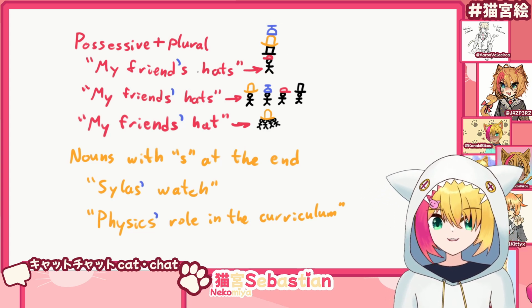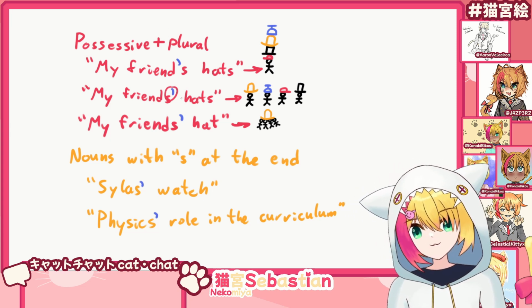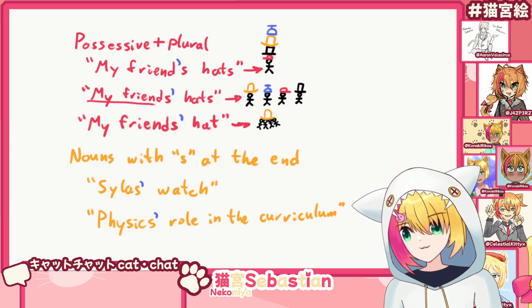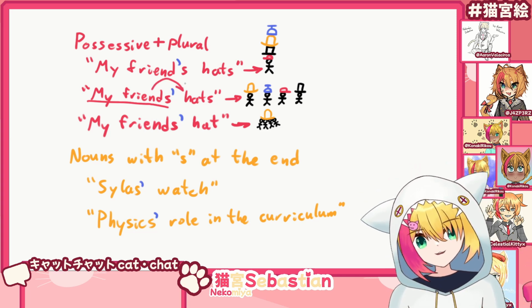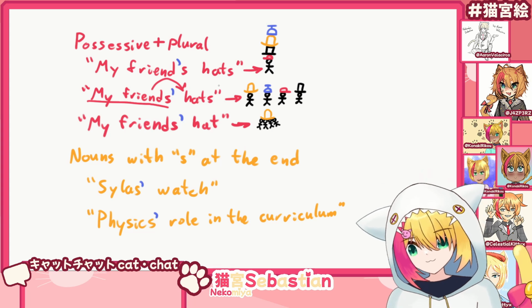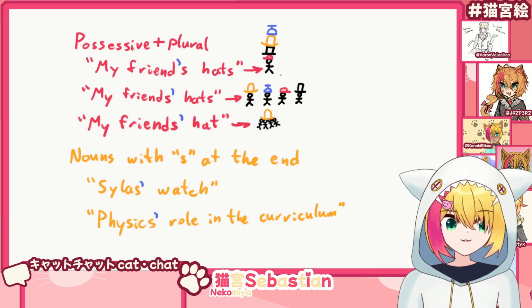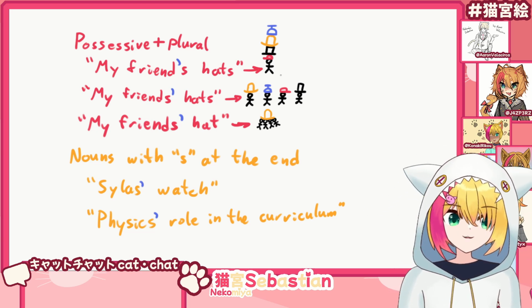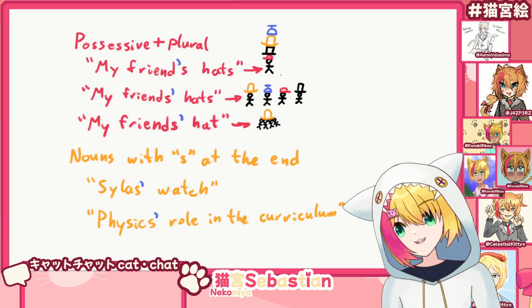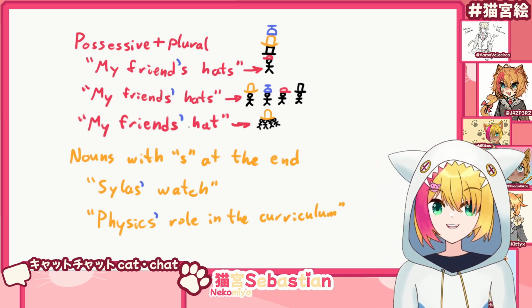If you wanted to indicate that there were many friends and many hats, you would say it this way, apostrophe after the S. So it's my friends', plural, many friends, many hats. Many friends own many hats. Each of them can own one hat. Each of them can even own multiple hats. And there's really no way to indicate this other than through context, unless you said my friends have multiple hats each. But it should be pretty obvious from context.